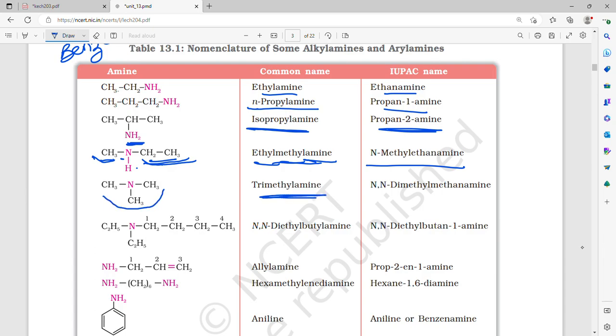Then over here this is trimethylamine, tertiary, 3 degree. This is 2 degree. These are all 1 degree. Trimethylamine would be N,N-dimethylmethanamine. We are going to consider methanamine only, the rest will be substituents. Then next is N,N-dimethylbutylamine. So C2H5, C2H5, diethyl: N,N-diethylbutylamine. Here, N,N-diethylbutane-1-amine. So instead of butylamine, it is butane-1-amine.